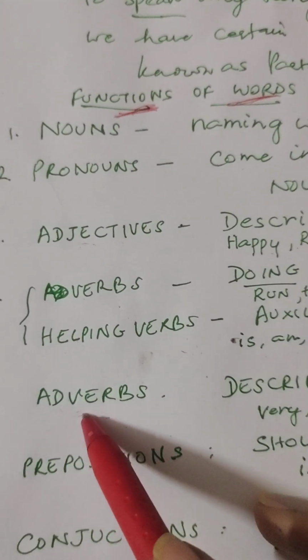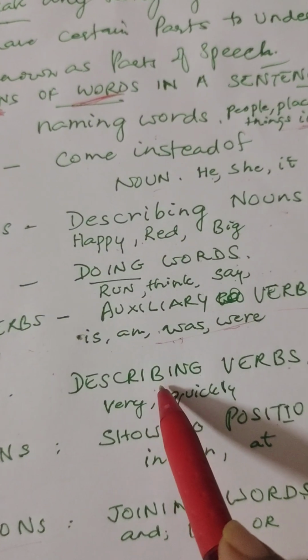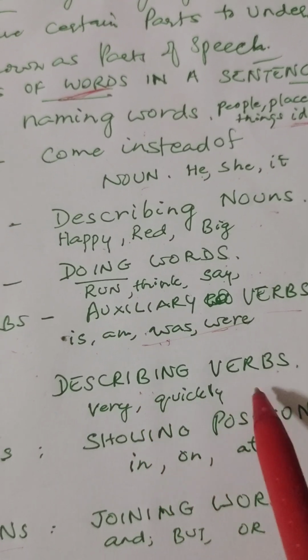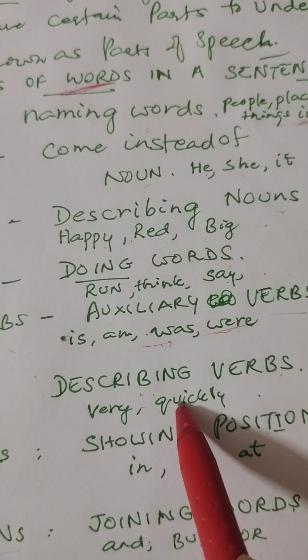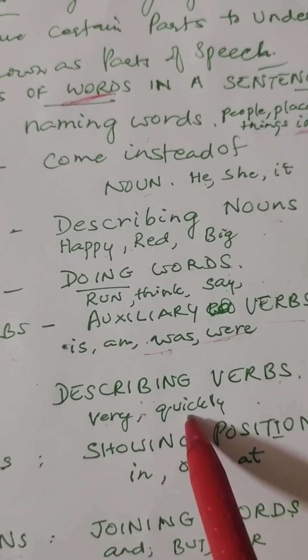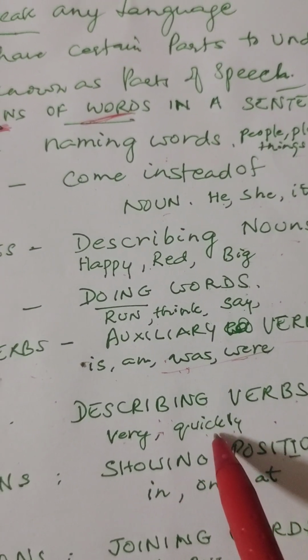And then you have adverbs. So these words describe verbs. For example, how is he running? Very fast. Quickly, he walked quickly.